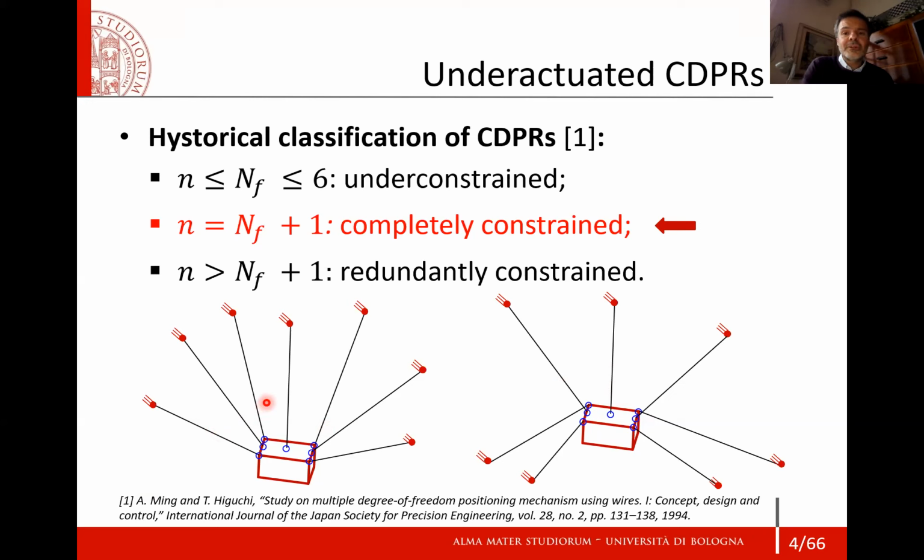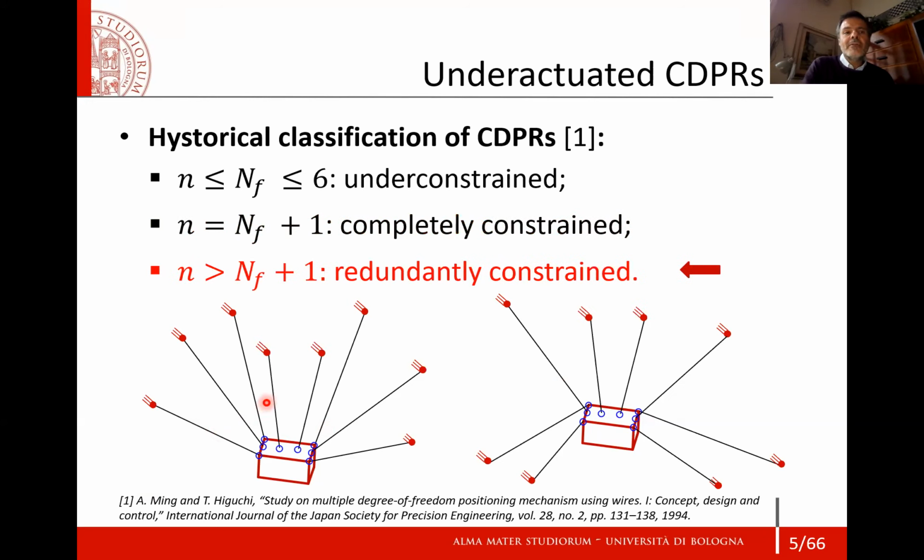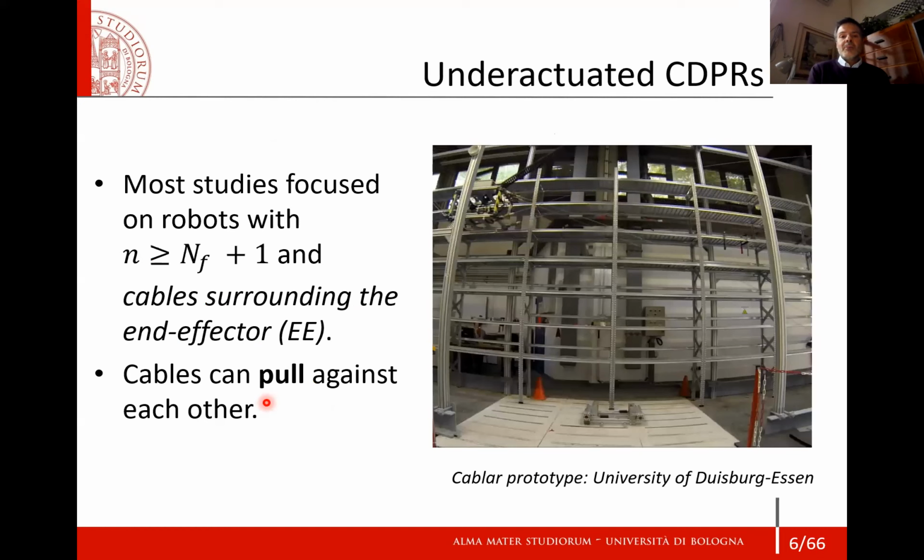Then robots are considered redundantly constrained if we have even more cables. So we don't only use the single cable that I mentioned before in order to pull the other ones, but we have at least 2. But even in this case, we must consider the fact that if we want to use the strategy, we at least need to set all cables around the moving platform. Most robots that are studied in our community are of these completely or redundantly constrained systems according to this classification.